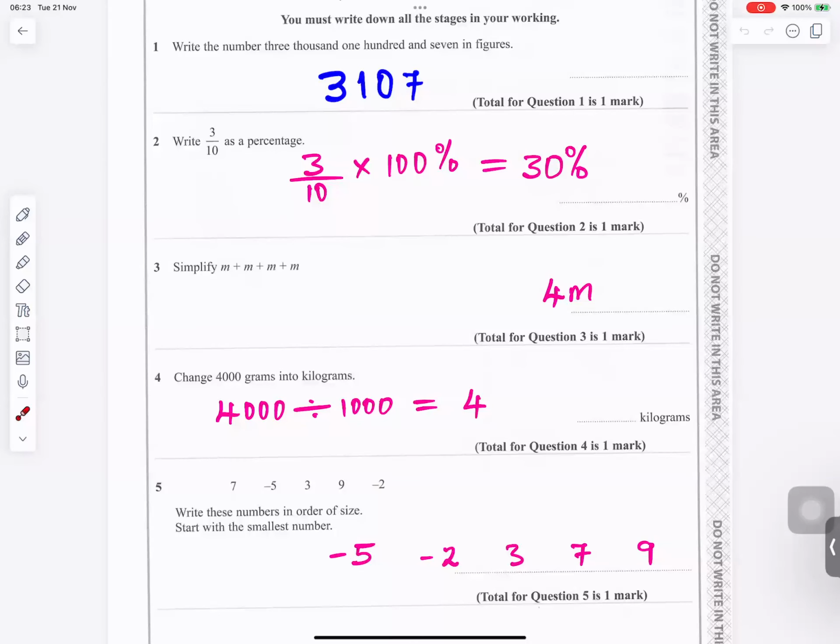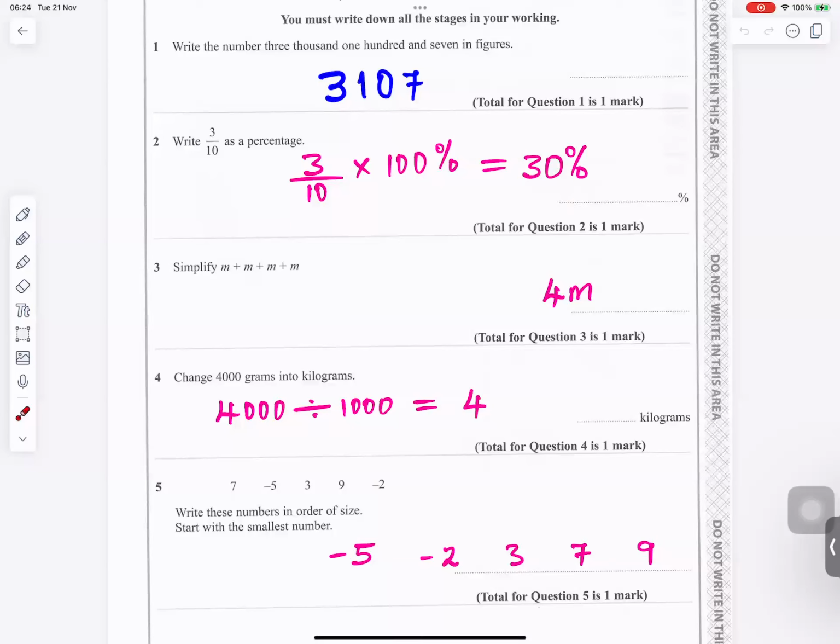Question number 1. Write the number 3,107 in figures. 3107. Write 3/10 as a percentage. To change a fraction to a percentage, you times by 100%. 100 divided by 10, and then you times 3, you get 30%.